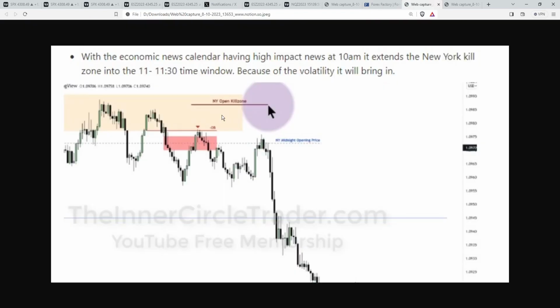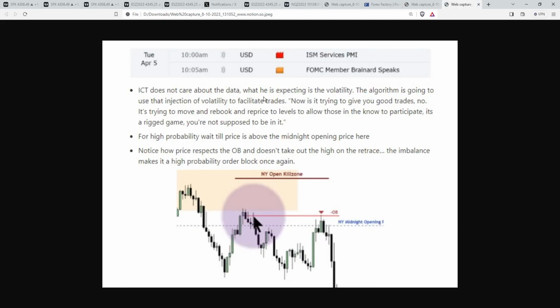So here's a little ICT gem for you guys. When there is high impact news at 10 a.m., it extends the New York kill zone into 11 to 11:30, because of the volatility it will bring in. Here's another example. ICT does not care about the data. What he is expecting is volatility. The algorithm is going to use that injection of volatility to facilitate trades. Now, is it trying to give you good trades?